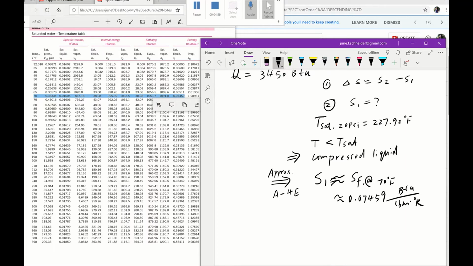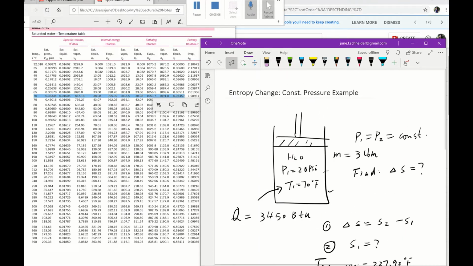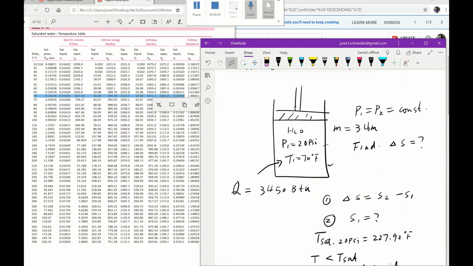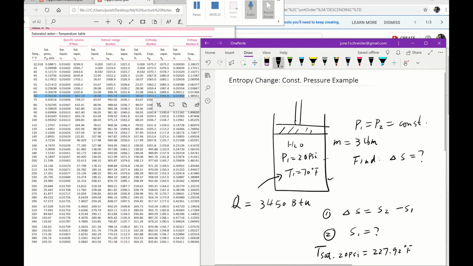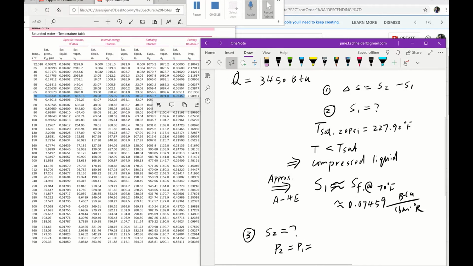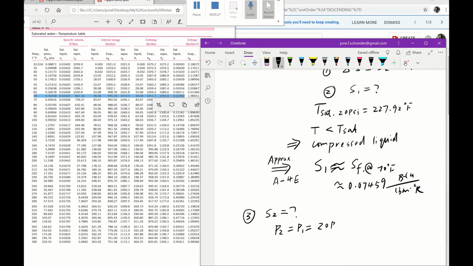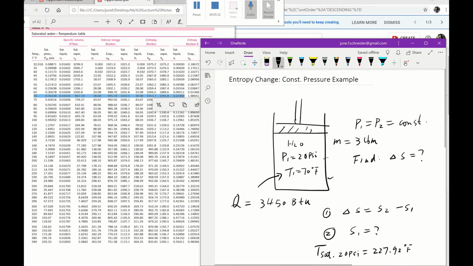Okay, so knowing that now, we can go ahead and try to find S2. Do we have two properties to find the entropy? What's the first property we know? This is a constant pressure process, so we do know P2 is going to be equal to P1, and that's going to be equal to our 20 psi. But we don't have any other information anymore, right? However, they give us this heat transfer.